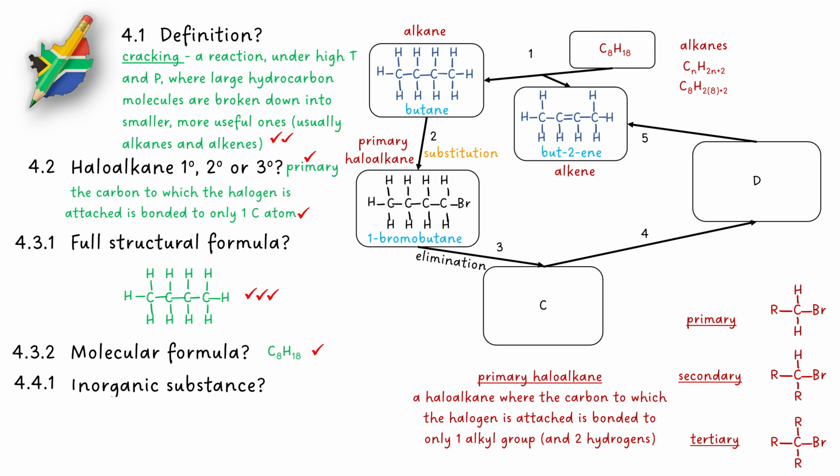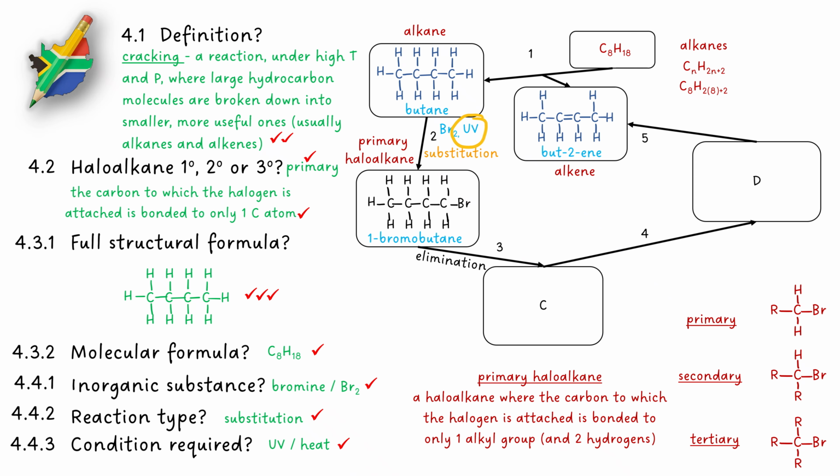Next, we need to give the inorganic substance which is needed in reaction 2. Since a hydrogen is replaced by a bromine atom, bromine is the inorganic reactant, Br2. We have already identified that this is a substitution reaction. The condition required for a substitution reaction of an alkane to occur is high energy, for example, from UV light.